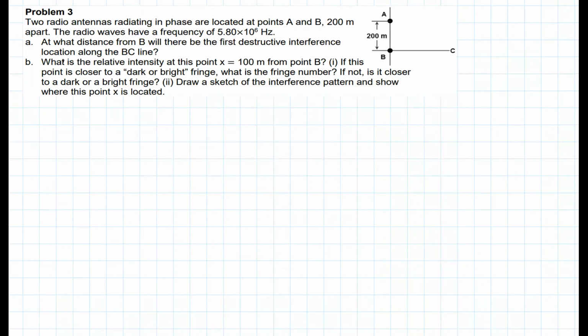I. If this point is closer to a dark or bright fringe, what is the fringe number? If not, is it closer to a dark or bright fringe? Draw a sketch of the interference pattern and show where this location x is located.